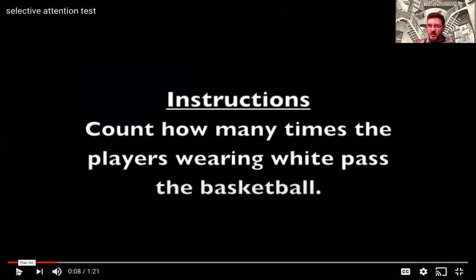Now make sure you understand your instructions here. You're going to see a video recording of a bunch of people moving around and they're passing basketballs. Some of them are wearing white shirts, others are wearing black shirts. You are to count the number of basketball passes that come from a white shirted person. It doesn't matter who they pass the ball to. You're looking to see if you can selectively pay attention to the people wearing white shirts, and with everything going on, all the movement and all the confusion, we want to see how accurately you can count these passes coming from the people wearing white shirts. Ready?